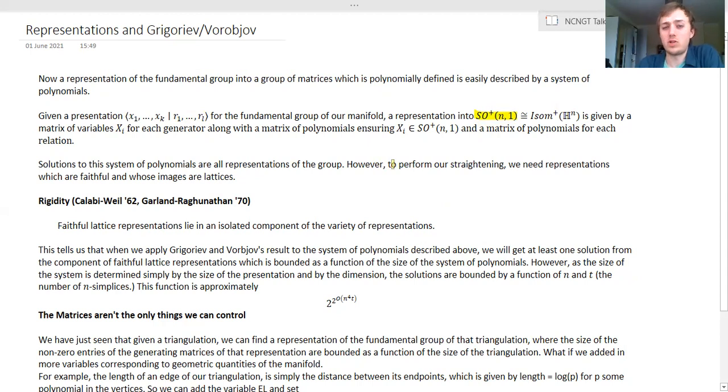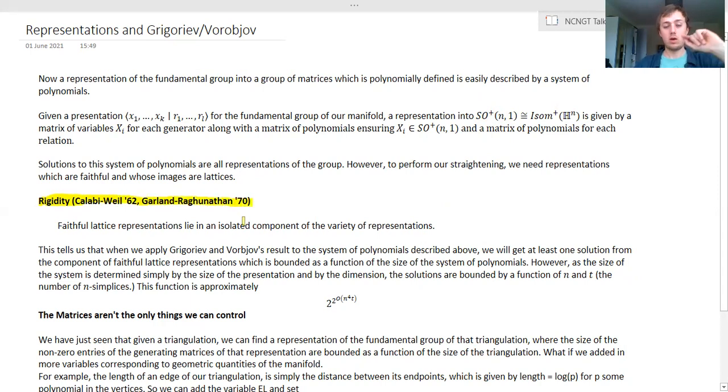And remember, I mentioned it earlier, to perform our straightening, we're going to need representations which are faithful, and we're going to need representations whose images are lattices. So it's all well and good, we've got a system of polynomials, but what if the bounded solutions we get out from Grigoriev and Vorobyov are simply the trivial representation, or they're a representation of a different lattice that's covered by our original lattice or something like that. That's the worry.